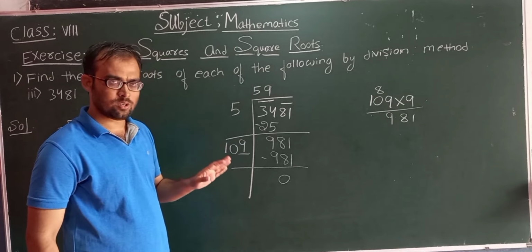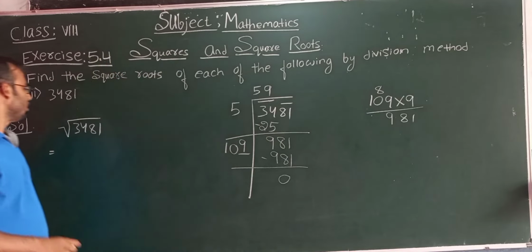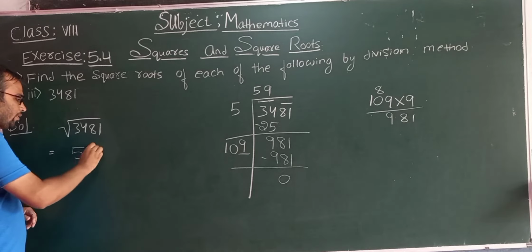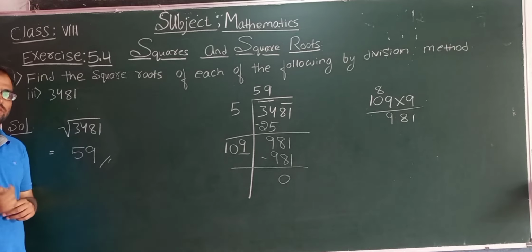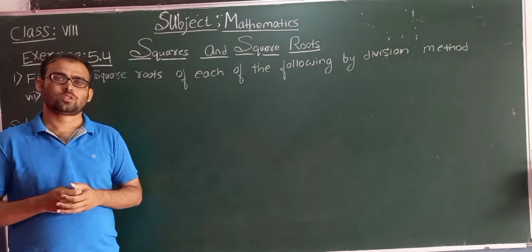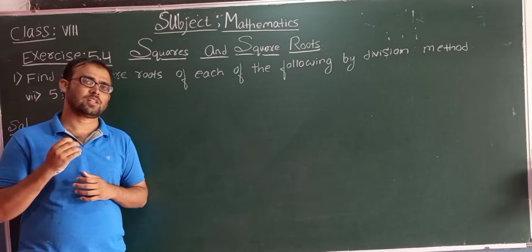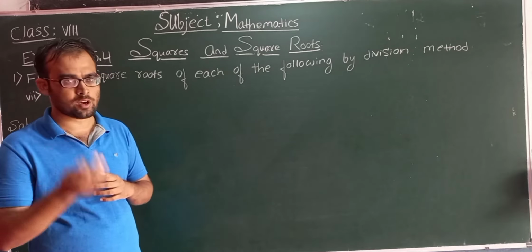As the remainder is 0, this process of division is completed. So now what is the square root of this number? It is 59. Okay, so the square root of 3481 is 59. Students, in this way I am not going to solve each and every question. Okay, I will solve some questions and the remaining questions you have to solve on your own.